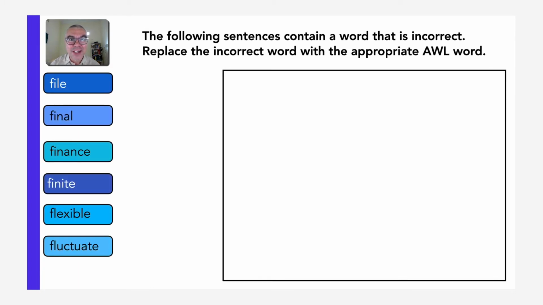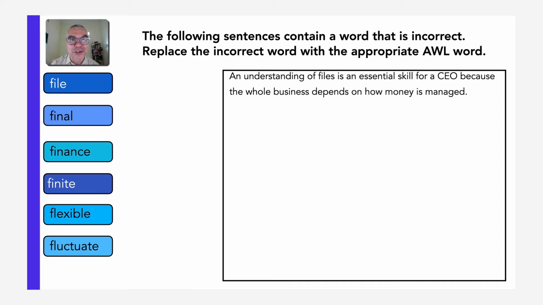File, final, finance, finite, flexible, and fluctuate. So in this exercise, it's incorrect words. Can you decide which word is incorrect and replace it with the AWL word that does fit? Here's the first sentence. An understanding of files is an essential skill as a CEO, because the whole business depends on how money is managed.